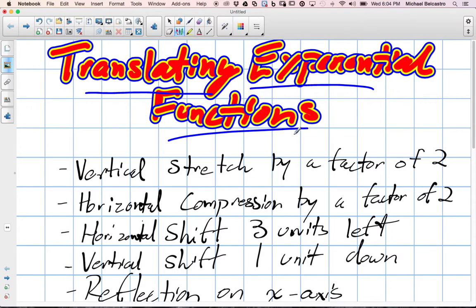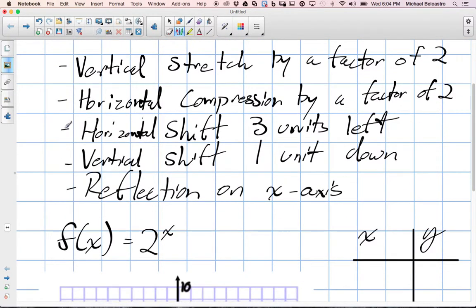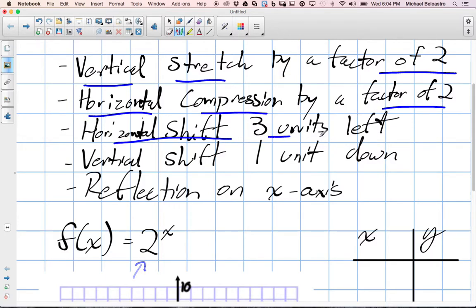Translating an exponential function. They've given us a whole bunch of parameters for translating an exponential function, and this is the exponential function they want us to translate. Really, the first thing we'd probably want to do is to graph this function, but we'll read through our parameters. A vertical stretch by a factor of 2, a horizontal compression by a factor of 2, horizontal shift 3 units left, vertical shift 1 unit down, and reflection on the x-axis.